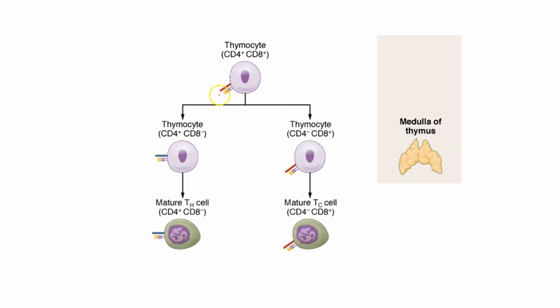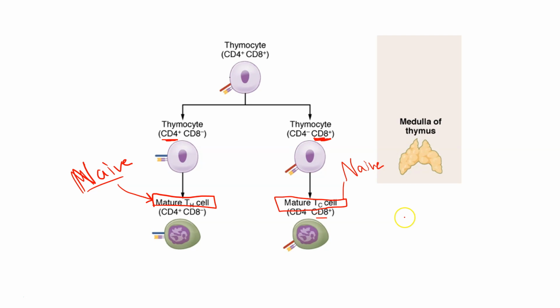They will, at this point, differentiate into either a CD4 thymocyte or a CD8 thymocyte. The ones that have CD4 on them become what we call mature T helper cells, but even though they're mature, we call them naive. And naive means that they haven't actually encountered an antigen yet. So there's T helper cells, and then there's the cytotoxic T cells. These are the ones that have CD8, and these are also naive because they haven't encountered a pathogenic antigen yet. These will then be allowed to leave.